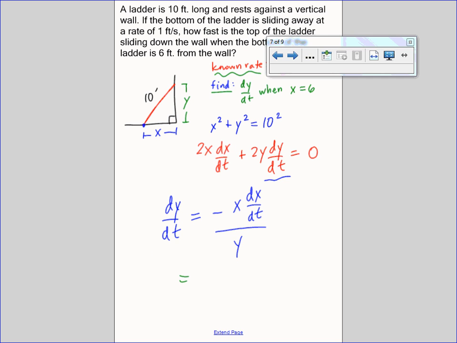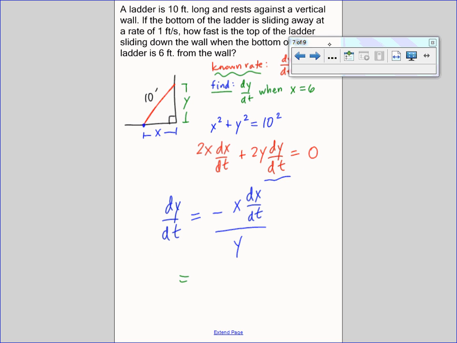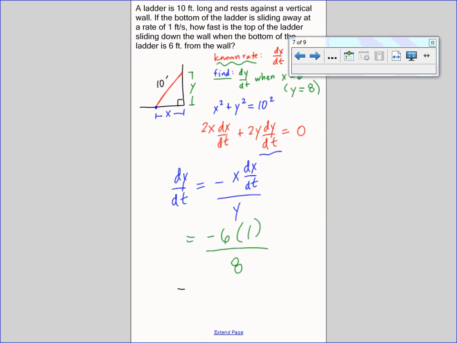So at the instant when x equals 6, y must equal 8, since 6, 8, 10 is a 3, 4, 5 triangle. We could also do the Pythagorean theorem again for the moment in time value to get y: 100 minus 36 is 64, and the square root of 64 is 8. So at that instant, when x equals 6, y equals 8, which means we can get our final answer. We get negative 6 times 1 over 8, which is negative 3/4.